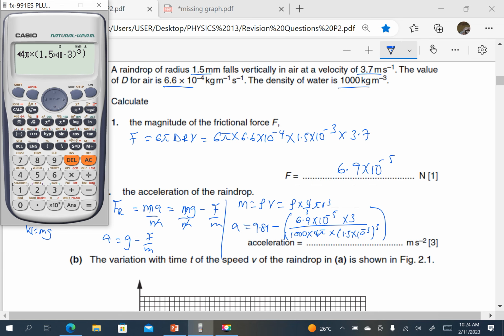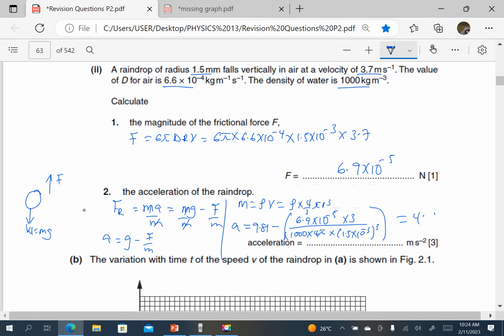Then I close that bracket. So the denominator has, when we divide, we get that. So we must have 9.8 minus that answer. 9.81 minus the answer gives us 4.93. So the acceleration here is 4.93. That is the acceleration there. Okay.